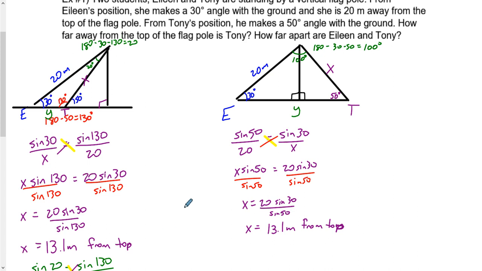Now, I just want to do a little bit of an analysis here. We can see here that we have the sine of 50 over 20 equaling the sine of 30 over x. When we had done it over here, we had sine of 30 over x equaling sine of 130 over 20. This is still our ambiguous case. And the reason that we have the exact same value is because the sine of 130 and the sine of 50 are the exact same thing. That's why they come out to be the exact same value.